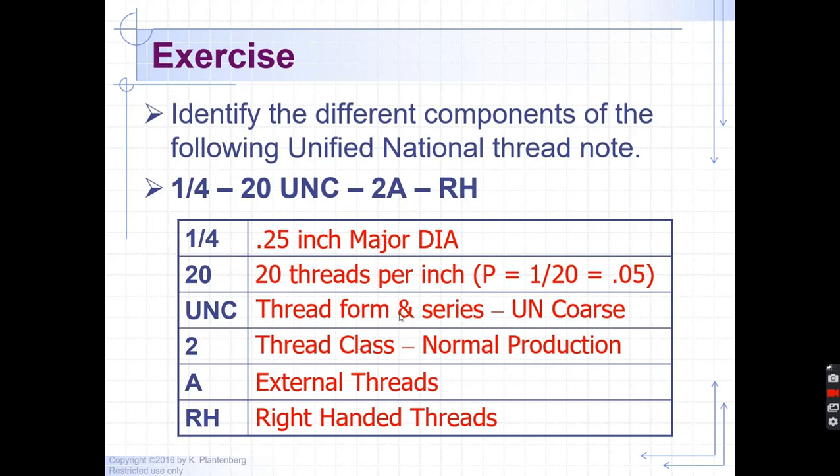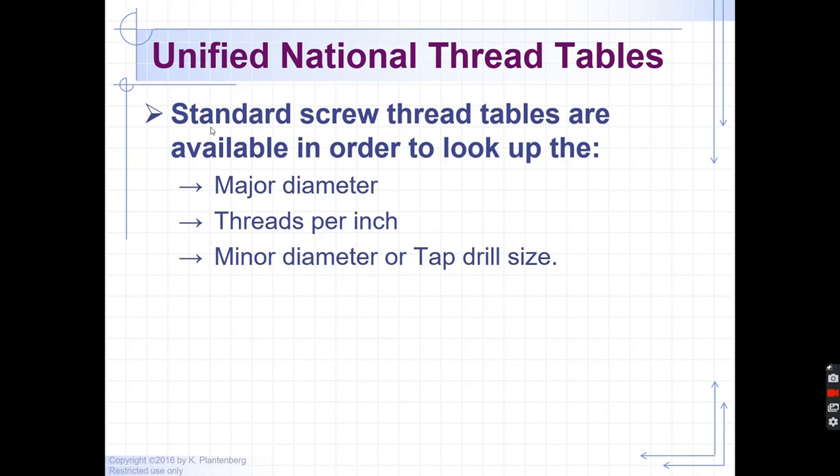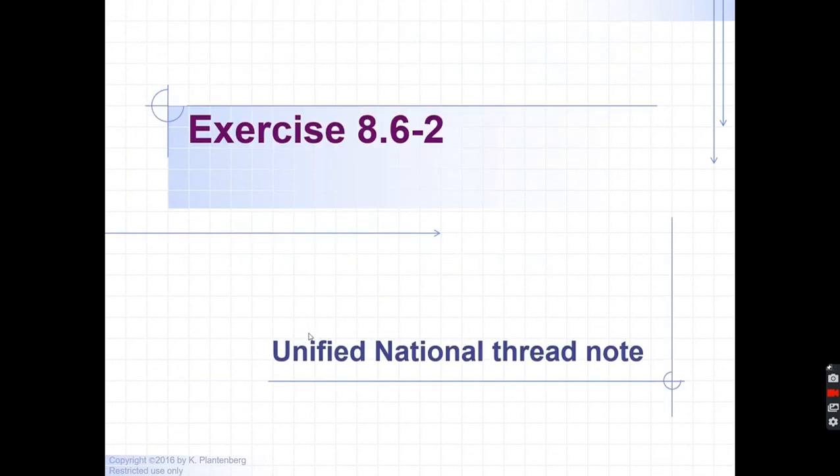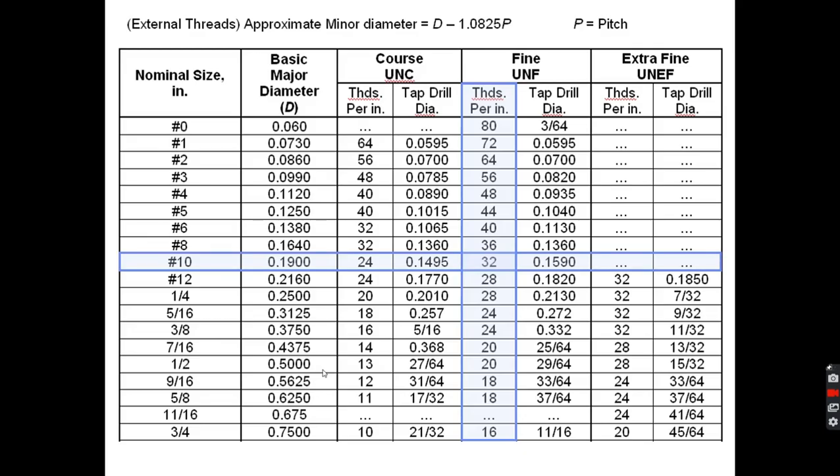UNC is the thread form and series. This is a UNC, Unified National Coarse. 2 is the thread class, that's normal. A is an external thread. RH is right-handed. Standard screw tables are available in order to look up all of these different things. Okay, the Unified National Thread Note.